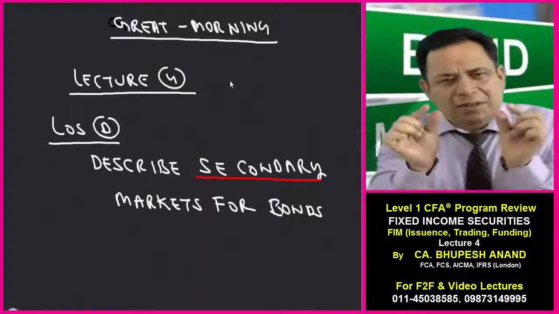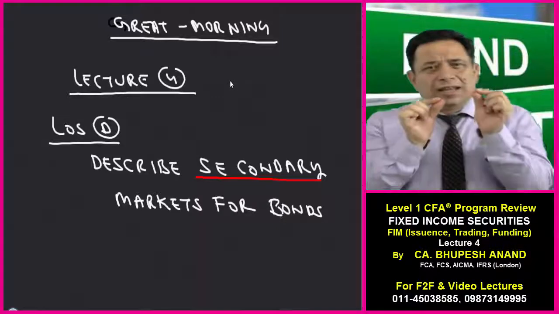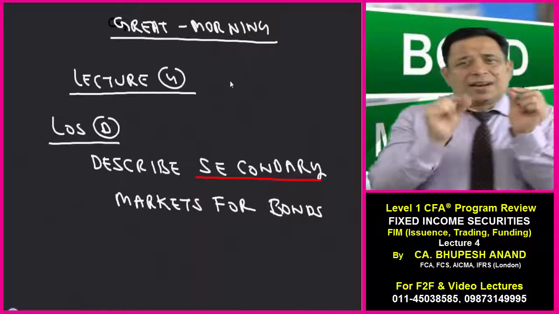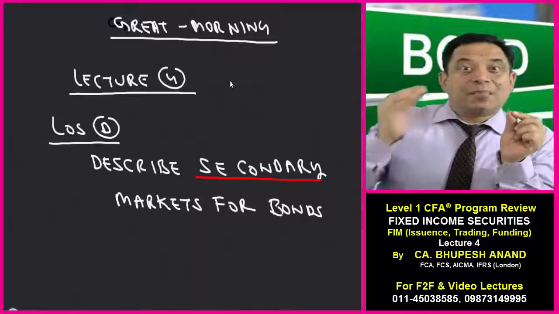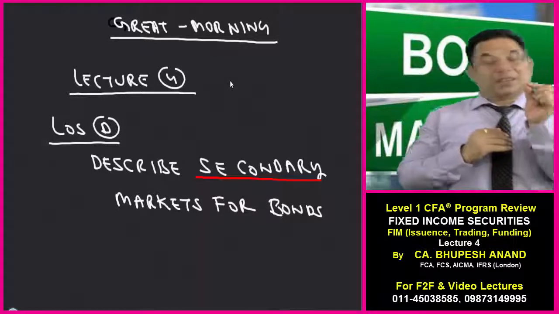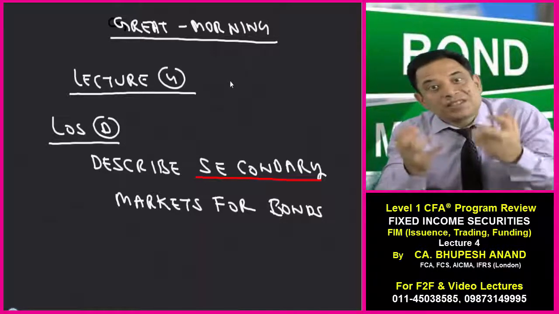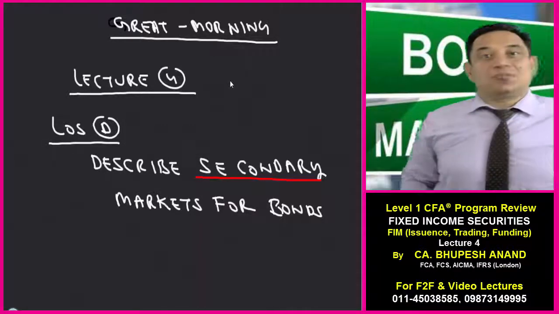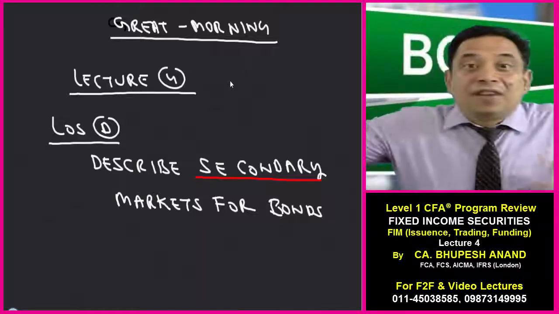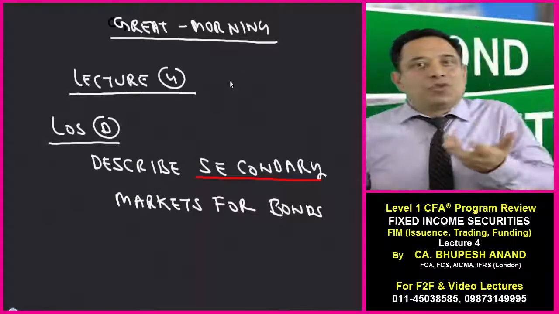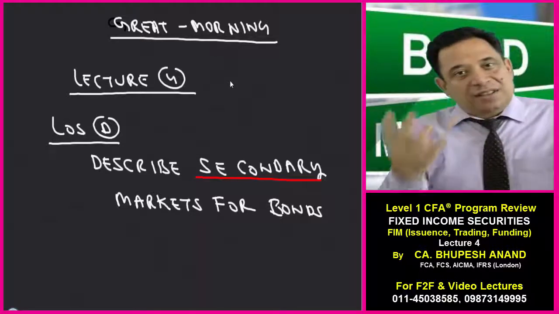So today we'll be starting with a very small learning outcome D. That is, what are the secondary markets? We have to describe the secondary market for bonds. It means what is the mechanism, what is the process of fixed income securities, bonds. If we talk from secondary markets point of view, we have discussed primary market, now we are discussing secondary market.